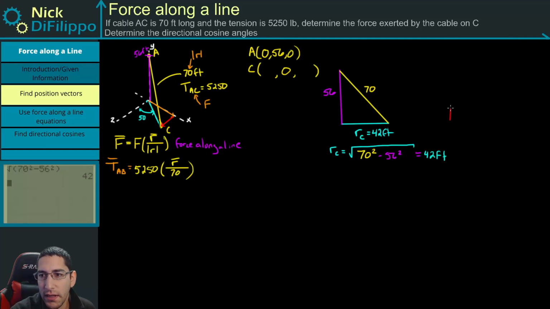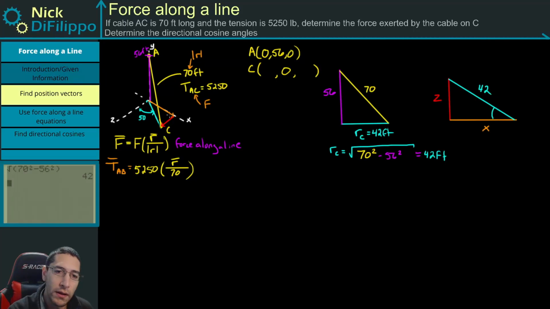So I'll draw this, which I'll call Z. That's how far I go in the Z. Then this is how far I go in the X. And the hypotenuse is that 42 feet that I just found. Now this angle, well, I know that this is also a 90-degree angle, so this angle right here is going to be 40 degrees.